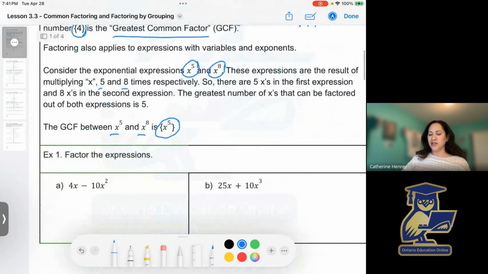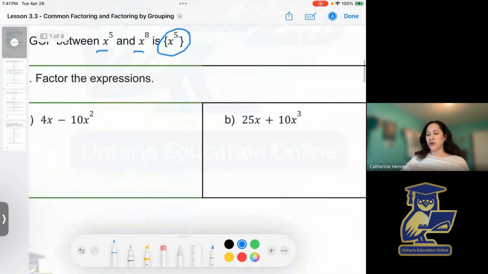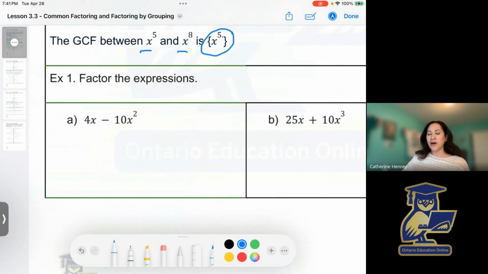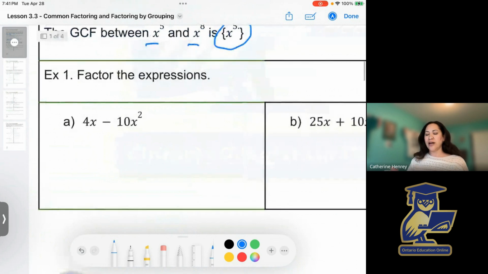So let's take a look at some of the examples. We're going to factor these expressions. So we have 4x minus 10x squared. And when we're trying to factor, we're trying to divide out the biggest number and the most letters that you can take out of both terms. So if I take a look at 4 and 10, they're both even numbers. So right away, we should be able to recognize, okay, I'll take a 2 out of both of them. And then if I also take a closer look at the expression, I have an x and an x squared. So I could also factor out an x.